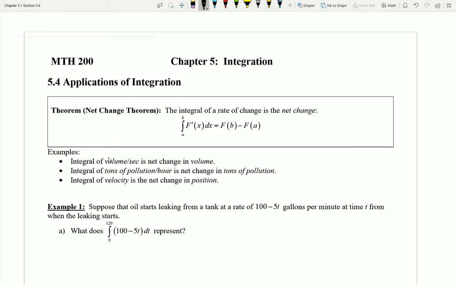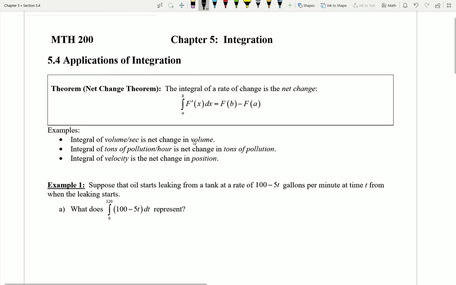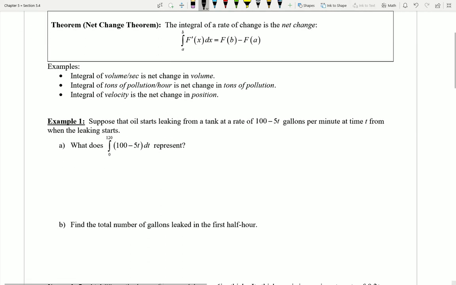So we can see that what's really valuable about this is that if I have different rates, I can actually use them to calculate total changes in a quantity. So let's take a look here at example number 1 and try to get a sense of how exactly we can go ahead and plan to use this.